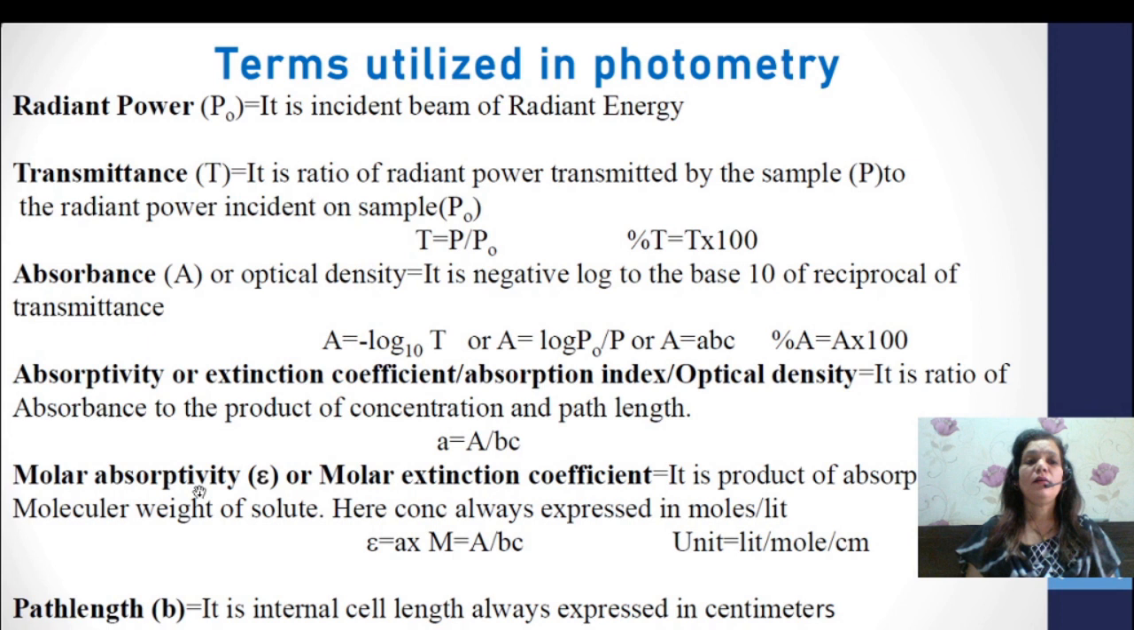Molar absorptivity. Now, how do we get this term of molar absorptivity? You simply multiply absorptivity with the molecular weight of the solute. You get molar absorptivity, or it can be called molar extinction coefficient. It is the product of absorptivity and molecular weight of solute. Hence, concentration should always be expressed in moles per liter. Reminder: path length, the internal cell length, is always expressed in centimeters.